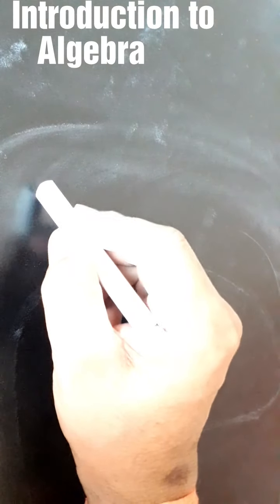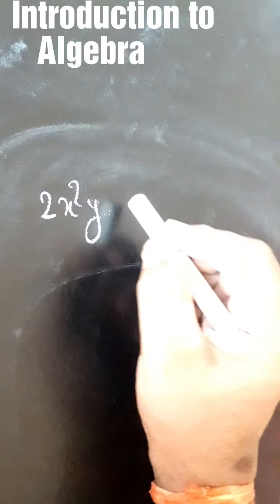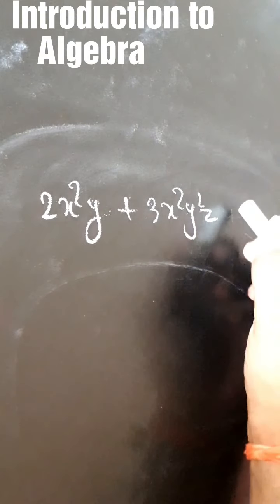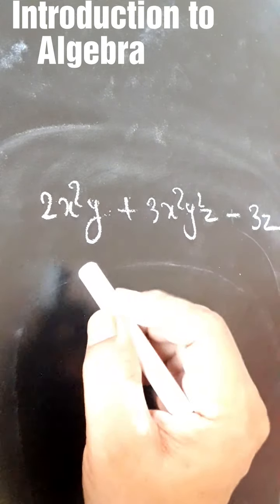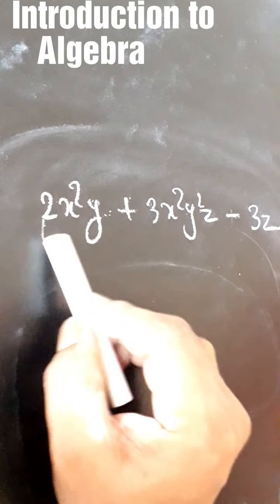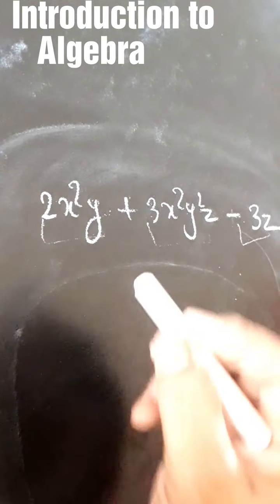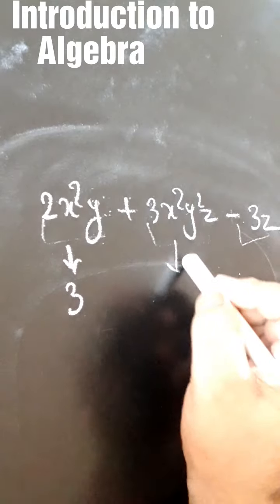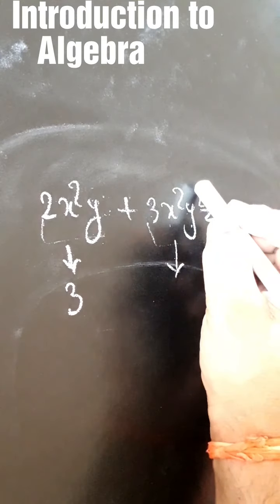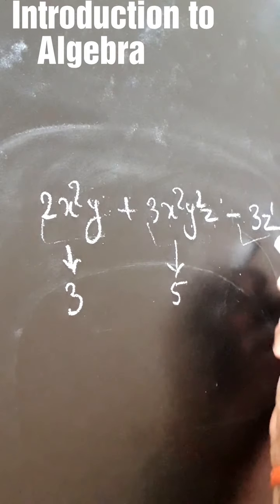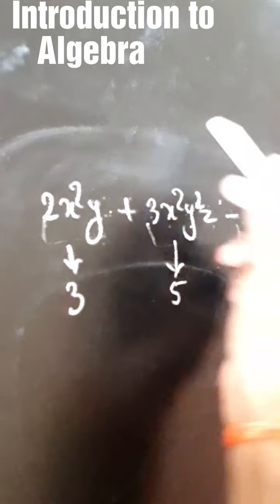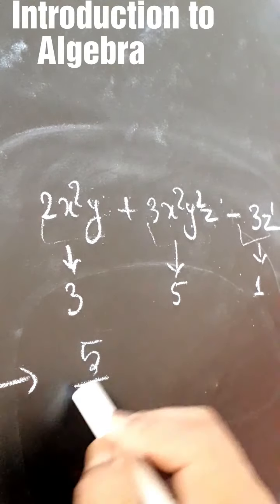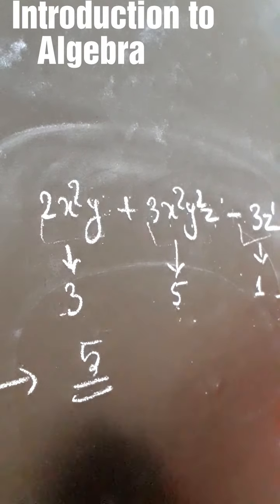Suppose we are given 2x square y plus 3x square y square z plus or minus 3z. Here there are how many terms? 1, 2 and 3 terms. If we talk about the degree of this term, 2 plus 1, we have 3. If you talk about degree of this term, 2 plus 2 plus 1, that is 5, and degree of this term is 1. And if we talk about the degree of this expression, then here degree of this expression is 5, since the highest degree is 5 here.